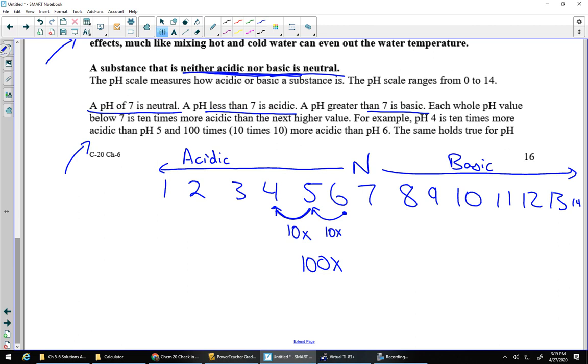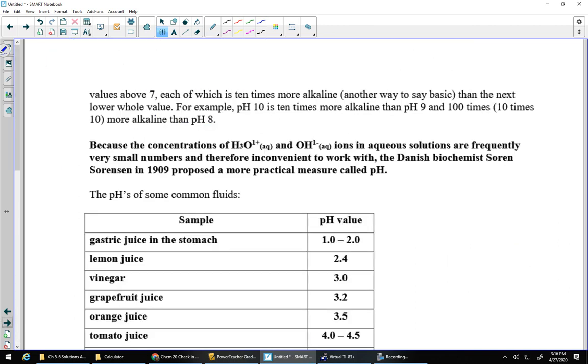Actually, let's do an example on the other side as well with basic. Let's say I had a solution with a pH of 8, and I wanted to figure out how many times more basic something with a pH of 12 is. Well, that's 1, 2, 3, 4 jumps. So that's times 10, times 10, times 10, times 10. 10 times 10 is 100, times 10 is 1,000, times 10, that is 10,000 times more basic, which is pretty wild. It jumps quickly.